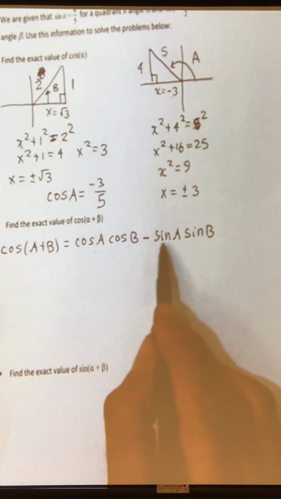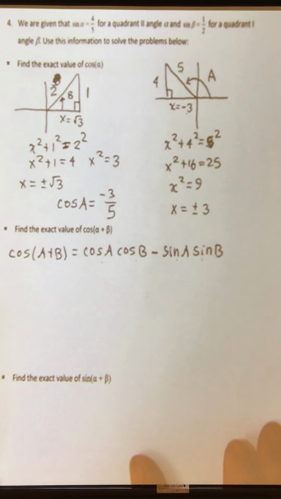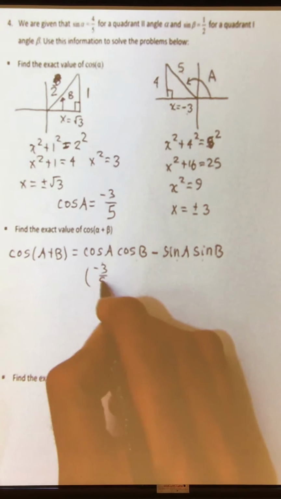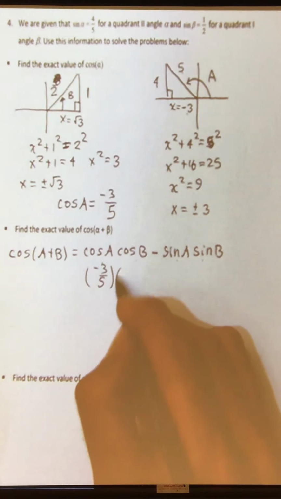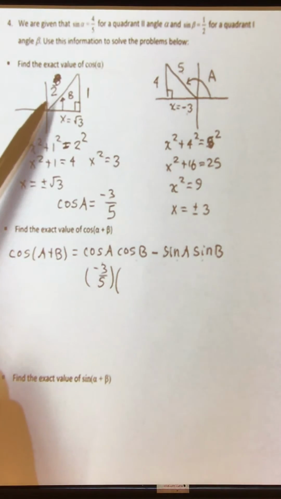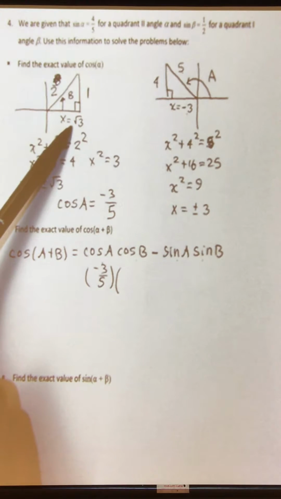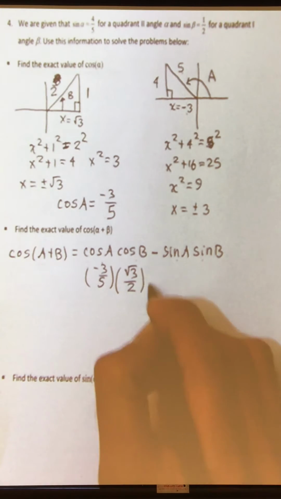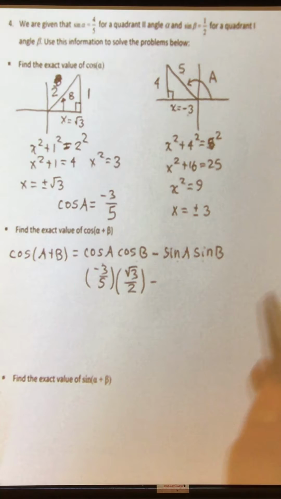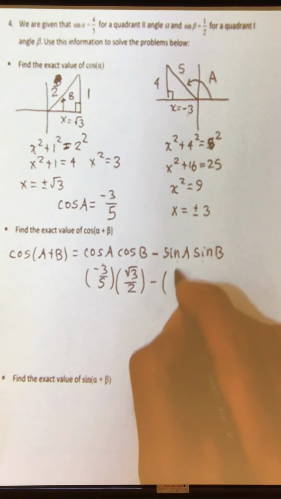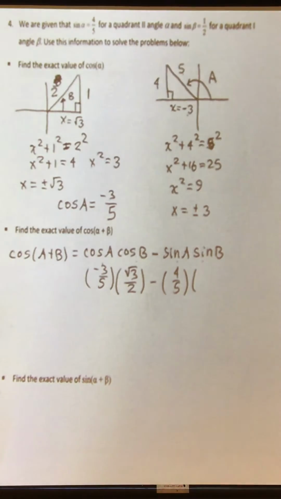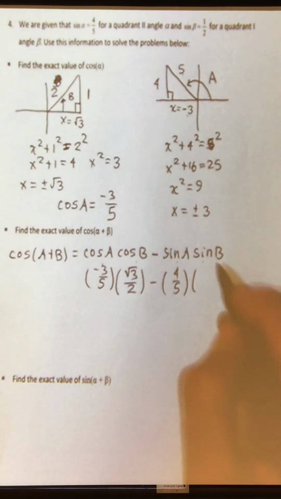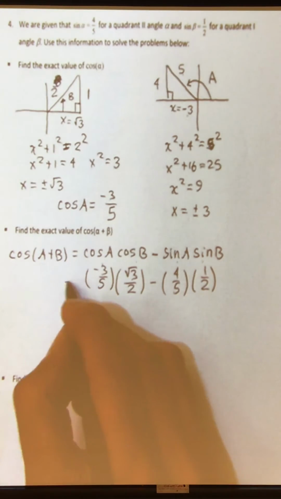We need each of these individual pieces, all of which can be gotten directly from the triangles up above. So we get the cosine of A. Well, we already got that value in the first problem. Cosine of B, so turn here to angle B, and you want the cosine, that's the adjacent root 3 over the hypotenuse 2. So root 3 over 2 minus the sine of A, that was given to be 4/5, so we'll just write that in. Sine of B, and that's the opposite over the hypotenuse looking at angle B. So that's 1/2.